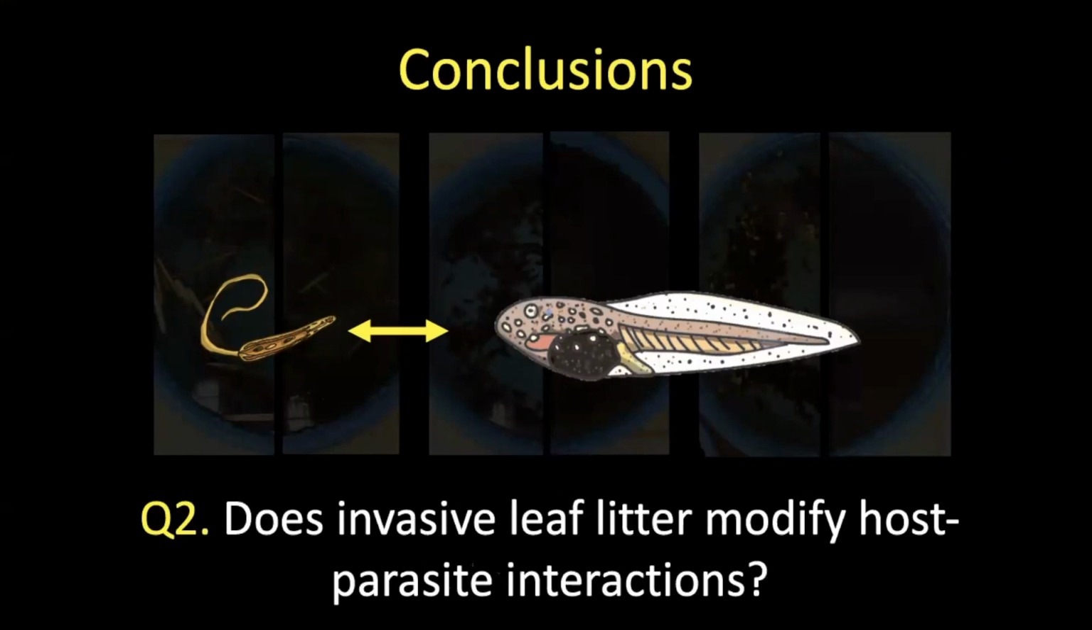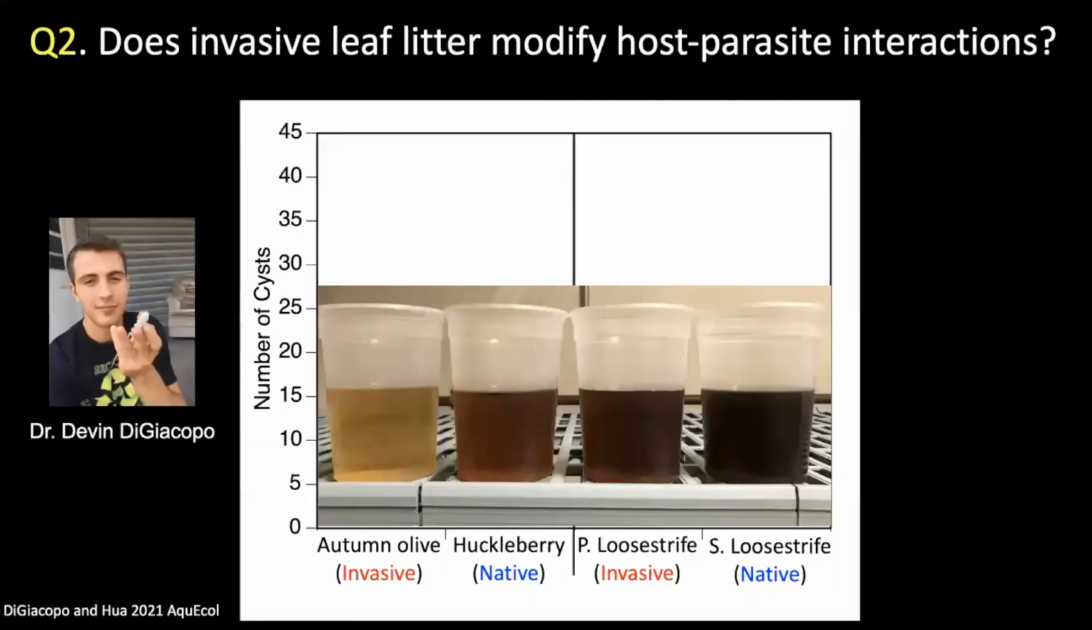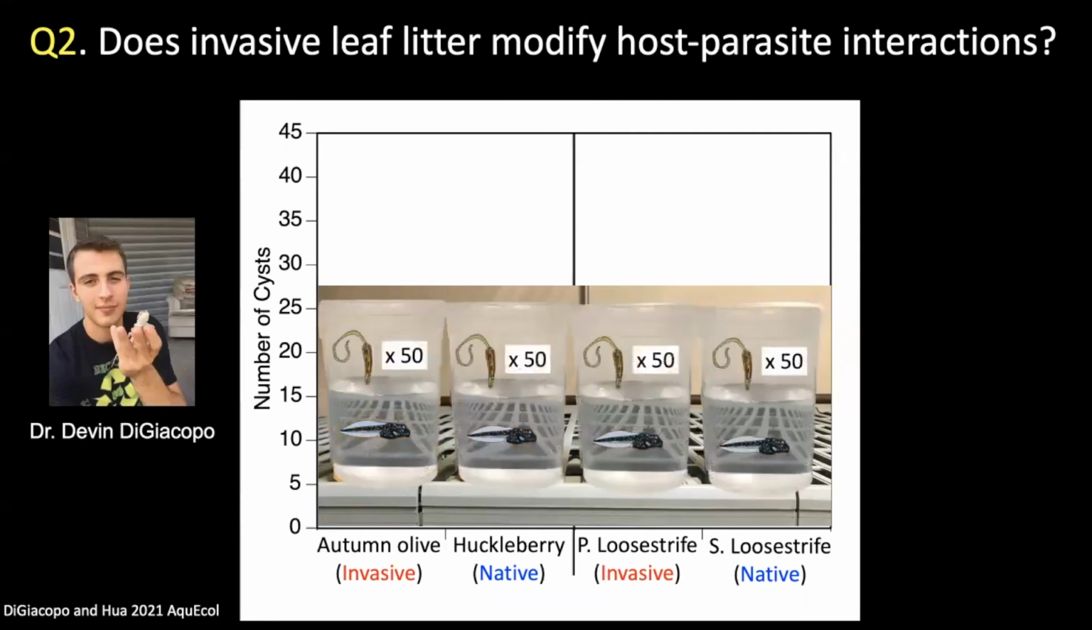Now, lastly, does invasive leaf litter modify host-parasite interactions? So along the theme of today's talk, we know that the presence of invasive leaf litter leachates modifies host susceptibility, tadpole susceptibility to salt. How does this change their susceptibility to disease? In this study, Devin exposed American toads to native and invasive leaf litter leachates, moved them to clean water, added parasites, and counted how many successfully encysted.